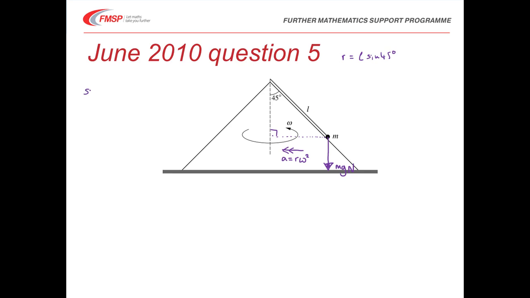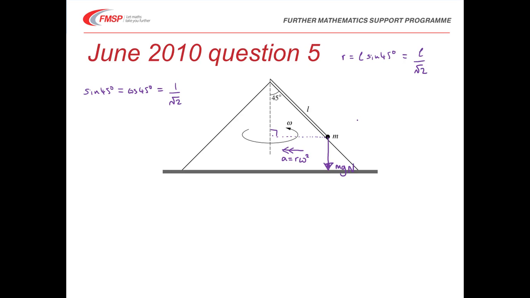Might just be useful to mention at this point that sine of 45 is the same as cosine of 45, and in exact form it's 1 over root 2, or you may prefer to use root 2 over 2, which will get you the same answers. Well, so if r is L times sine of 45, it's equal to L over root 2. There's the radius of the circle.